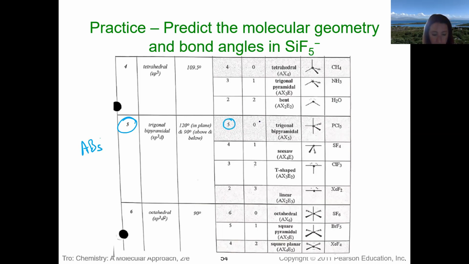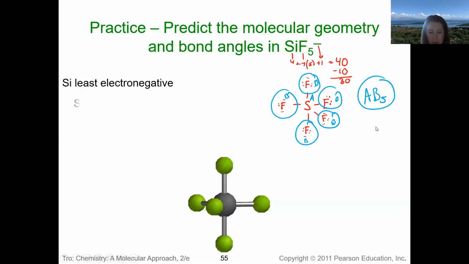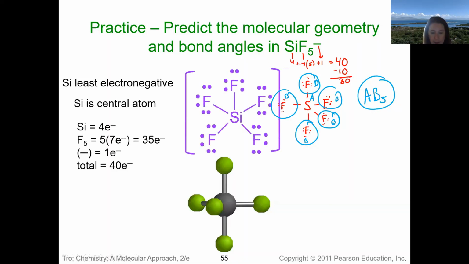So here, or if we look here again, on this one it's X, but X is B. So this is trigonal bipyramidal. If I ask the bond angles, you would just say 120 and 90. I didn't ask the bond angles here, but that is how we do it.